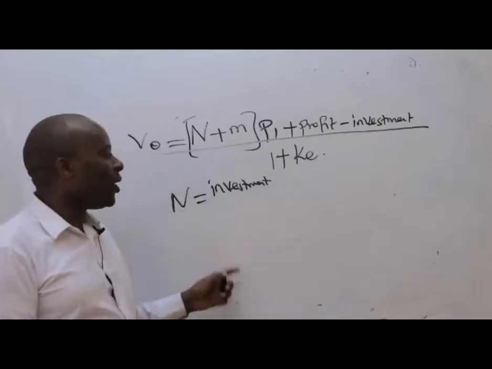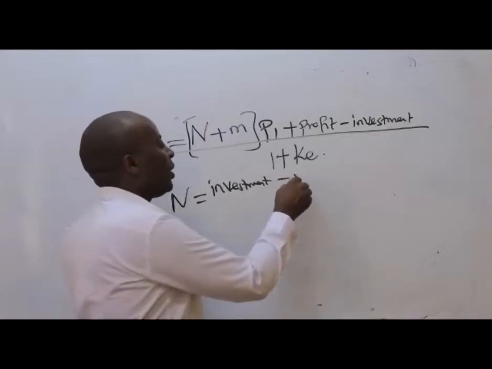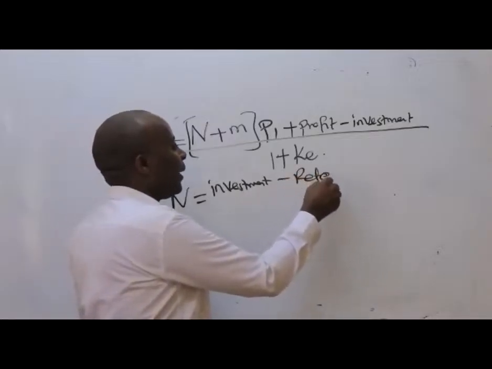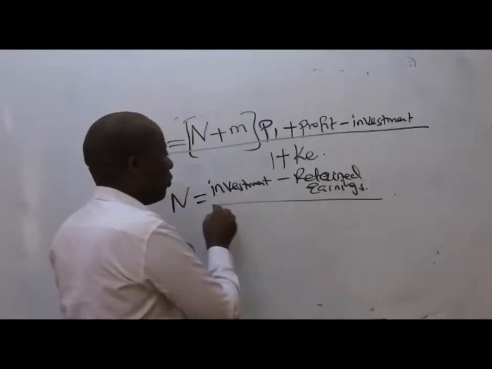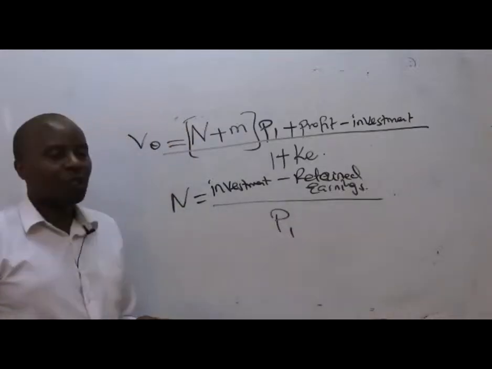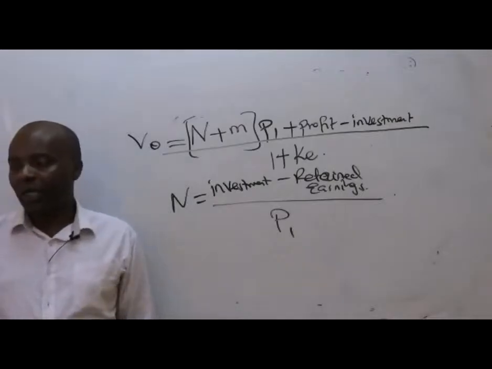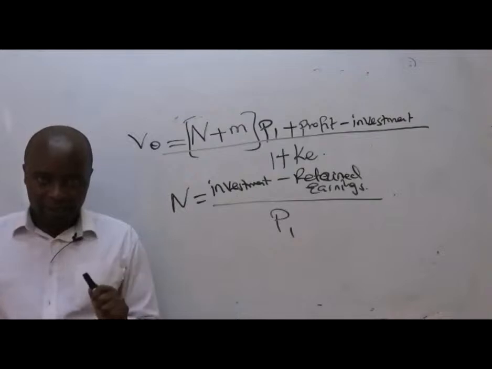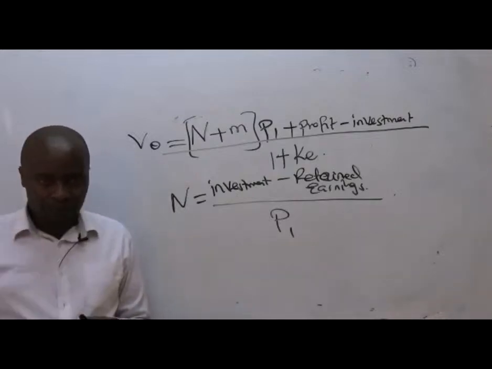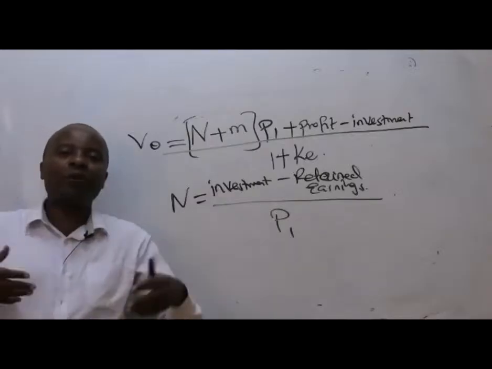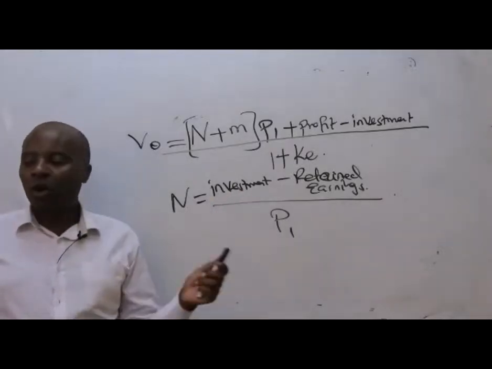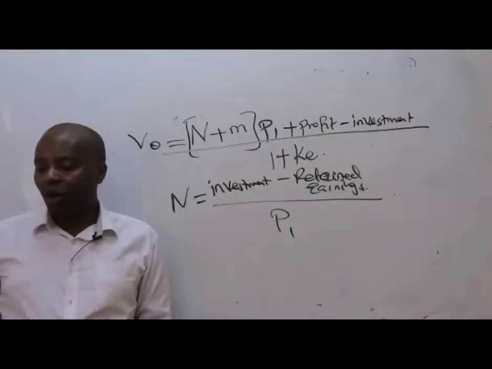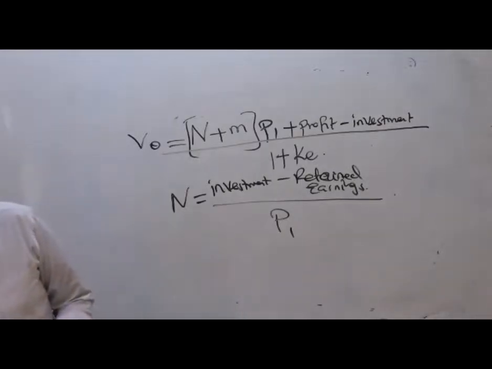So for new shares, I'll take the investment minus the retained earnings, all over the price per share, which is P1. So for N, you look at what investments you want to do. You subtract the component of this investment that will be financed through the retained earnings, all over P1.